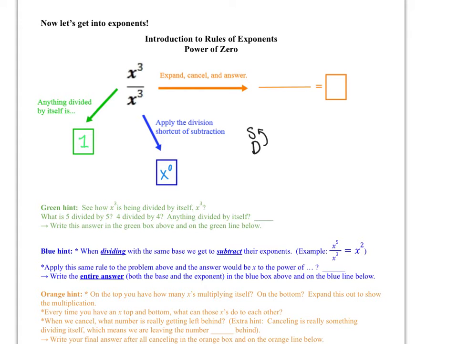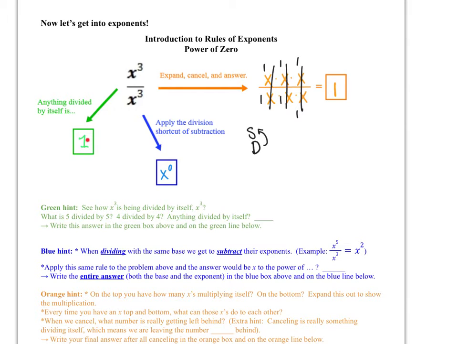I can also expand, so I know that x to the third on top means x times x times x, and x to the third on the bottom means x times x times x. And everywhere I see a pair of x's, they're going to cancel, leaving behind the number 1. And so if I multiply across top and bottom, I'm going to have 1 over 1, which is 1. So what I just did is I did the same math problem 3 different ways.